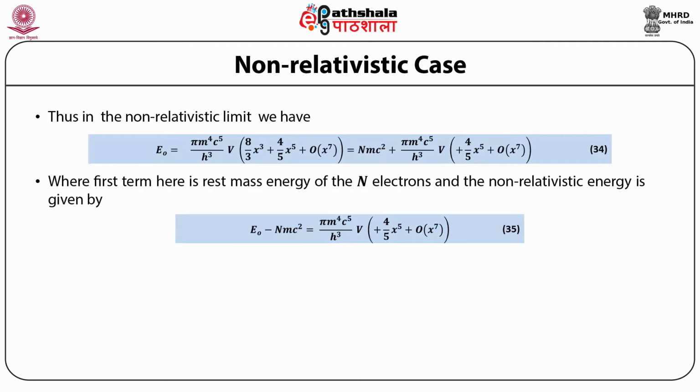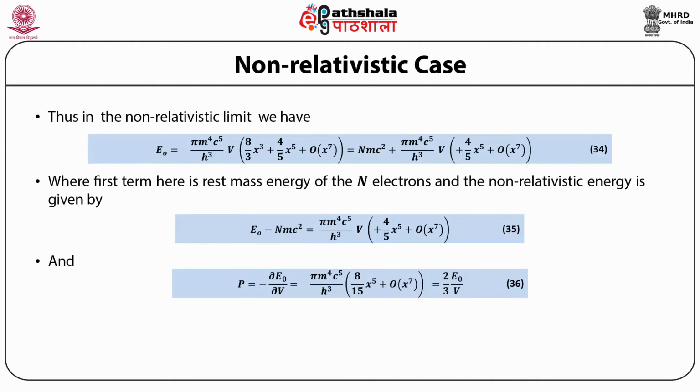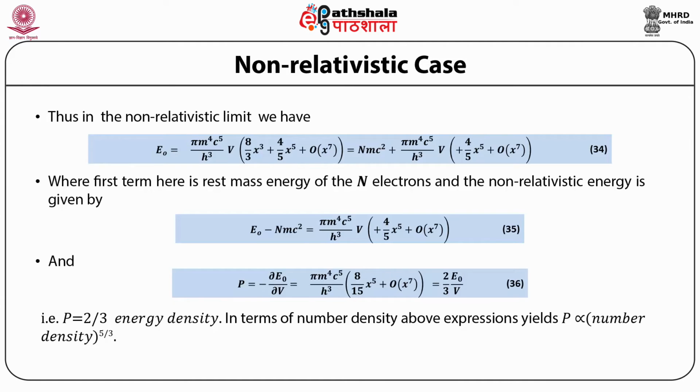And P is equal to minus the partial derivative of E₀ with respect to V, which is equal to π m⁴ c⁵ / h³ multiplied by 8/15 x⁵ plus terms of the order of x⁷ and above, which is equal to 2/3 of E₀ upon V. That is, pressure is 2/3 of energy density. In terms of number density, the above expression yields pressure proportional to number density raised to power 5/3.